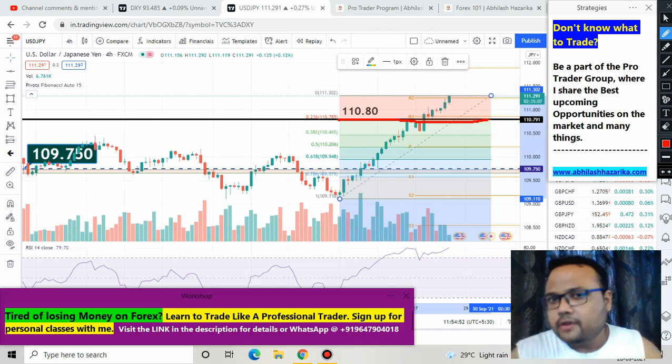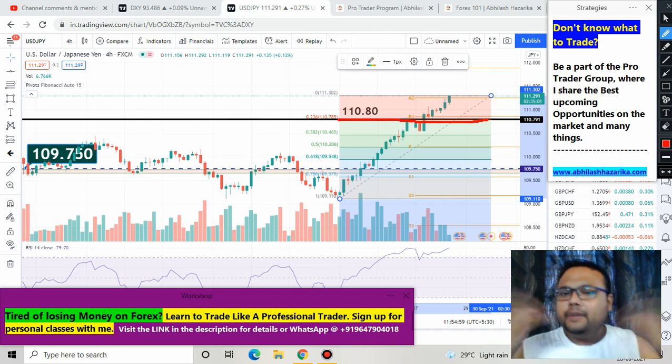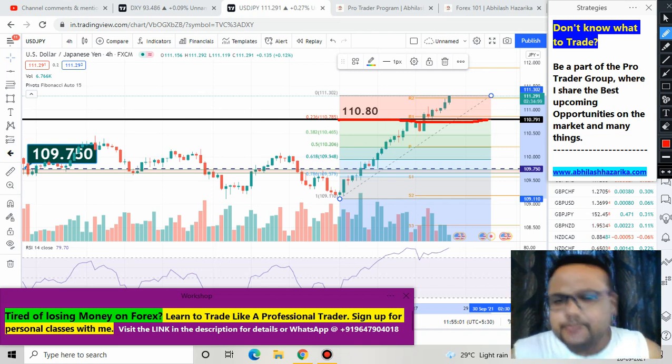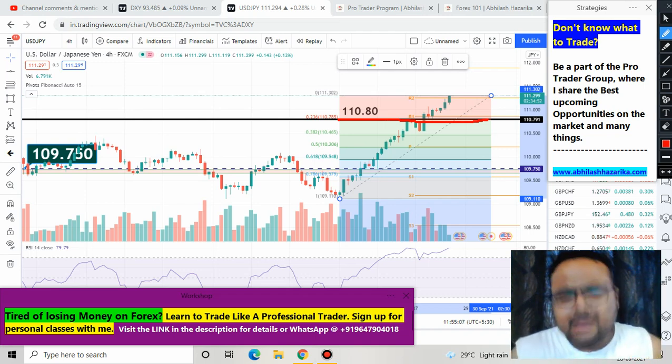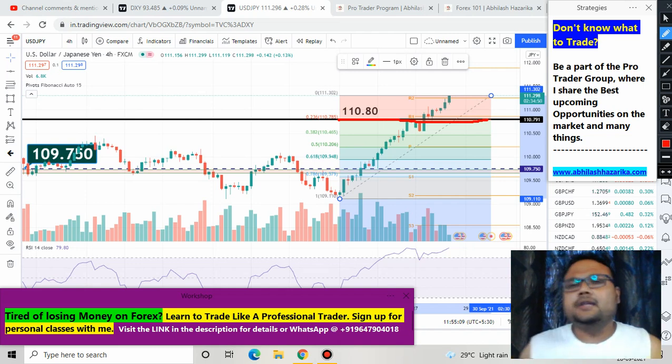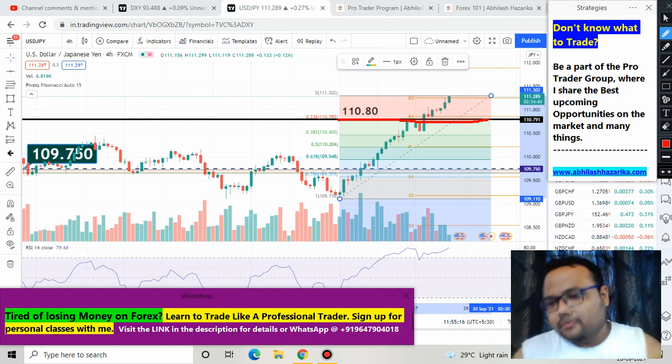If you are looking for a fresh position on USDJPY, then 110.80 is the only buying level for me right now. And honestly speaking, I do not prefer to take much risk, because I have been trading for more than 8 years, and I have lost many things. I have blown my accounts an uncountable number of times, and I have learned a few things. And one of the things is that you should be a disciplined trader.